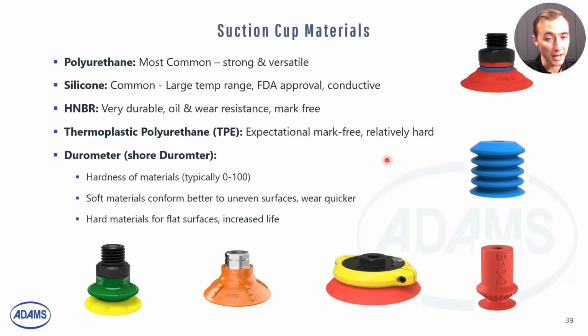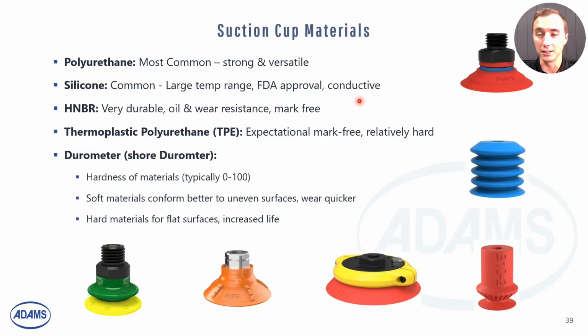As there's a bunch of shapes, there's a bunch of types. There's also a lot of suction cup materials that are going to be well suited for different applications. The most common is polyurethane, which is just a strong, versatile solution. Silicone is going to be great where you need a large, high temp application. It can withstand much higher temperatures. It can also be FDA approved if you're handling food or things like that.